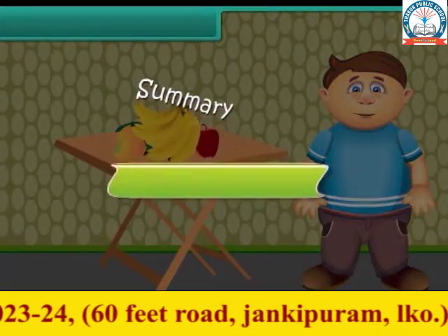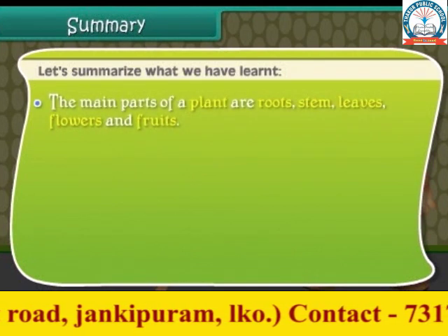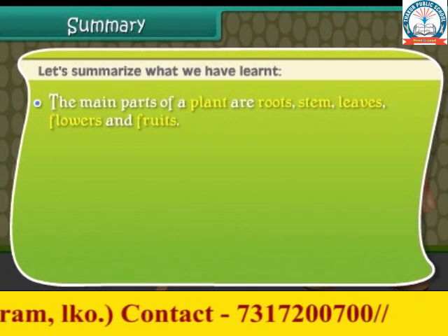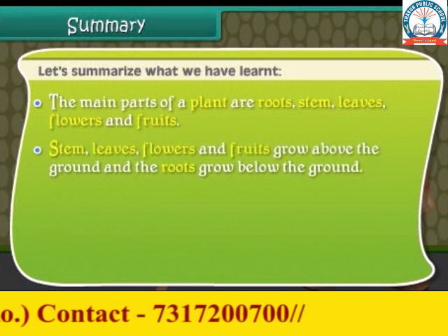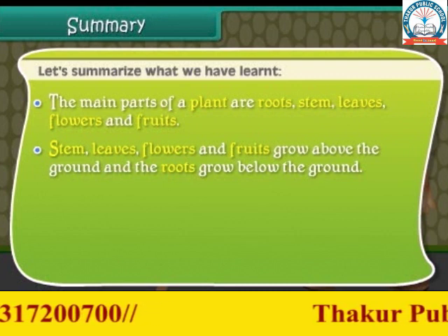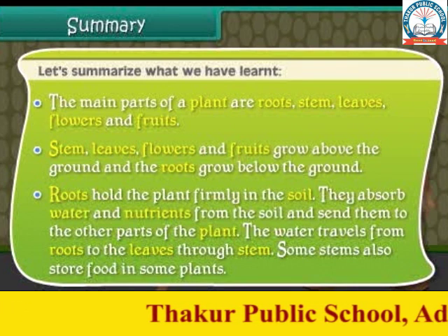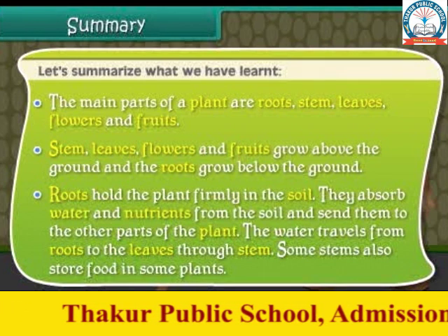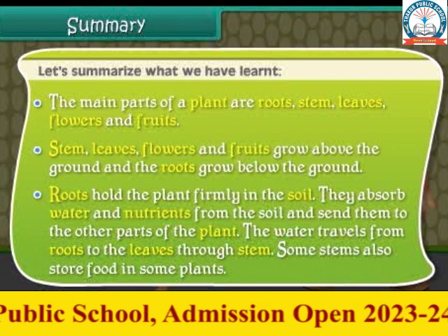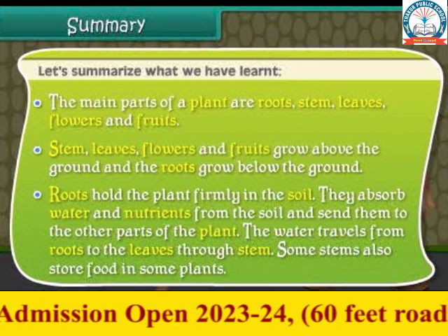Summary. Now, friends, let's summarize what we have learnt. The main parts of a plant are roots, stem, leaves, flowers, and fruits. Stem, leaves, flowers, and fruits grow above the ground, and the roots grow below the ground. Roots hold the plant firmly in the soil. They absorb water and nutrients from the soil and send them to other parts of the plant. The water travels from roots to the leaves through stem. Some stems also store food in some plants.